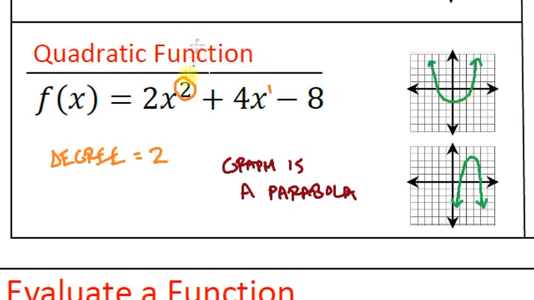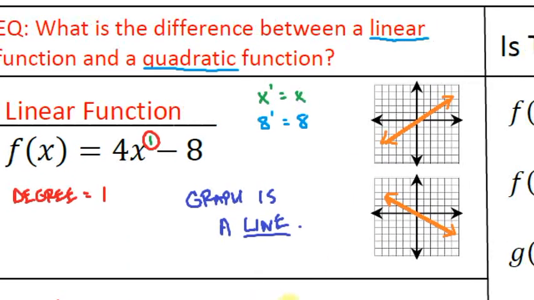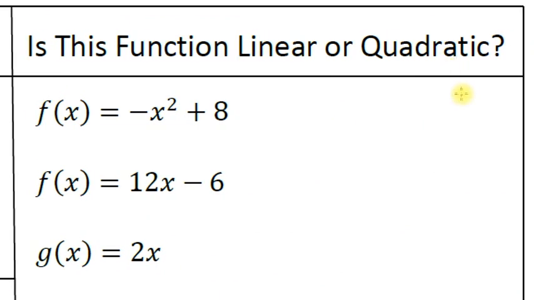So this is a quadratic function. It has a degree of 2. And a linear function has a degree of 1. So the thing you want to be able to discover in this video is how to determine whether something is a linear function or a quadratic function. Let's take a look at some examples.